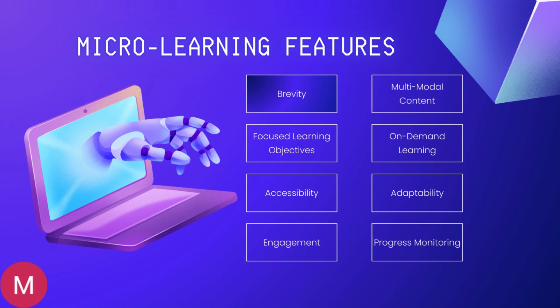So, microlearning is characterized by its short, focused learning that delivers specific and concise information to learners. And let's go over the 8 different features that I discovered are included in microlearning. The first is brevity. Microlearning is designed to be short and focused, typically ranging from a few seconds to a few minutes, and this allows learners to engage with material quickly and efficiently without feeling overwhelmed.